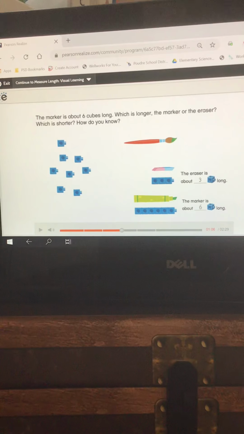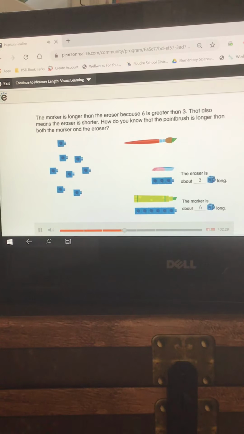Okay, which one is longer? The marker is longer because it takes up more cubes. The eraser is shorter because it only has half the amount of cubes. It only has 3 cubes.